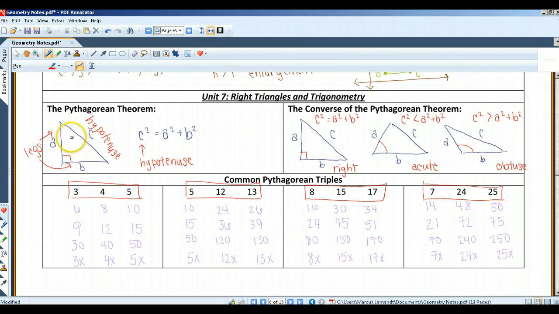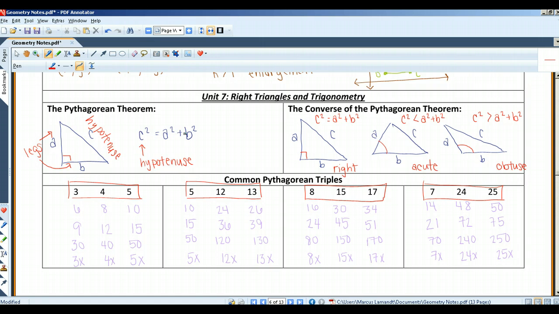In any right triangle, the longest side, or the side across from the right angle, is going to be called the hypotenuse. The other two sides are going to be called the legs. In a right triangle, the square of the length of the hypotenuse is equal to the sum of the squares of the lengths of the legs. Okay?